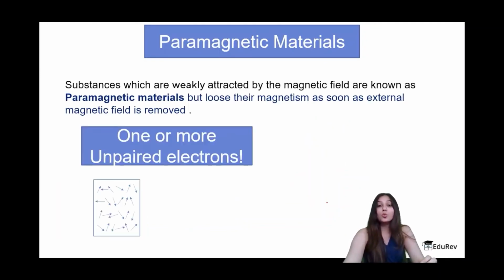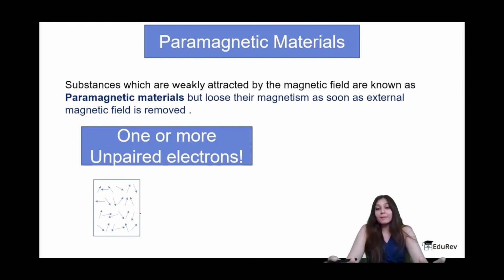Moving on to paramagnetic. What are paramagnetic materials? These materials do have unpaired electrons present, which can be 1 or more than 1. These substances are weakly attracted by magnetic fields. Why? Because the randomly arranged magnetic moments may arrange in the direction of the magnetic field when the field is applied, but the main thing is that they lose their magnetism as soon as the external magnetic field is removed, which is not the case with something we will see further.